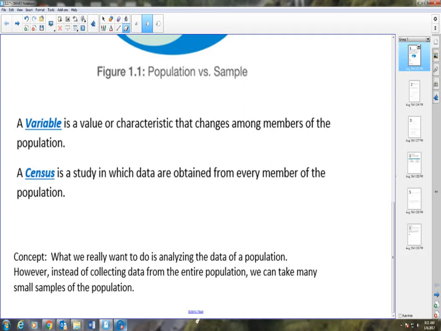So the concept here is that what we really want to do is analyze the data of a population. However, instead of collecting data from the entire population, what we're going to end up doing is taking many small samples of the population. Eventually, that will include a majority of the population size.